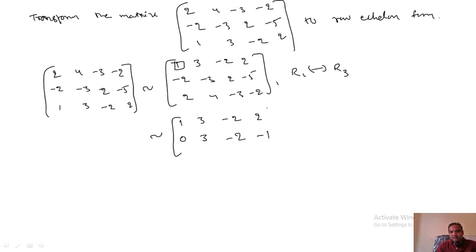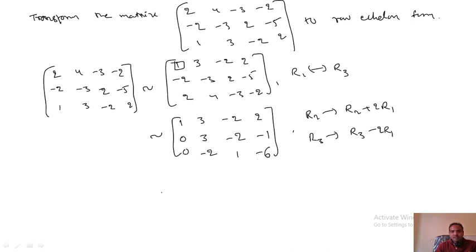That means here I am applying R2 is R2 plus 2R1. Now for R3, you have to convert this to 0. Multiply with 2 and subtract. That means R3 minus 2R1. 0, 4 minus 6 is -2, -3 plus 4 is 1, -2 minus 4 is -6. So the third row is 0 -2 1 -6.